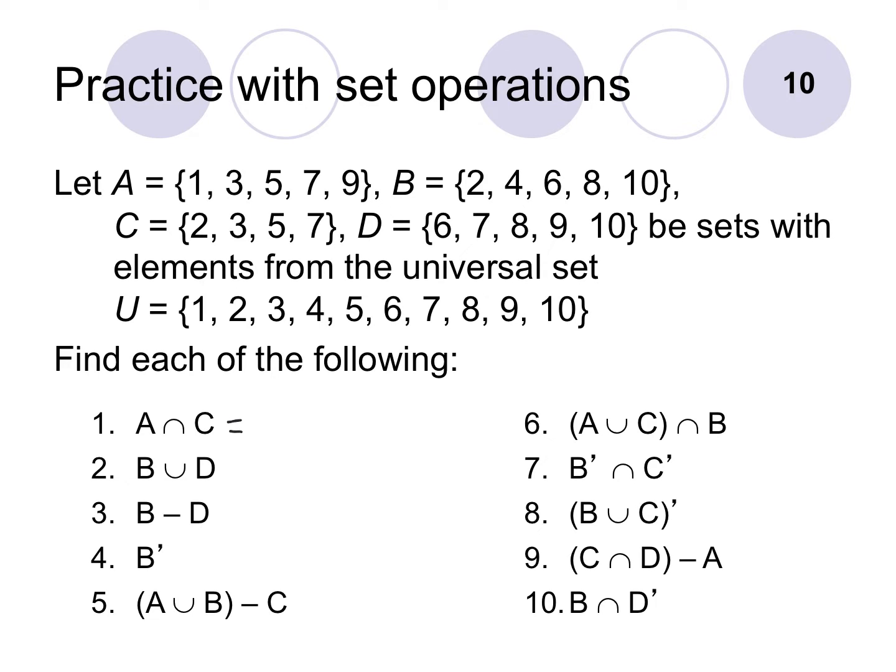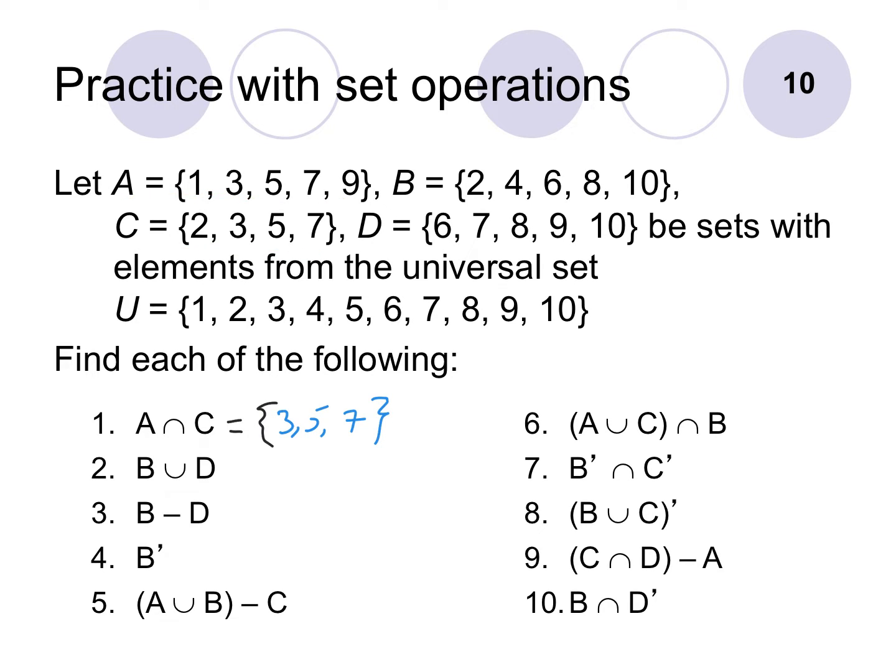A intersect C means everything that's in A and in C. So when we see the intersection, we should think and. So I'm looking at the sets A and C. Here's A, here's C. I want just the elements that are in both. So the elements that are in both are 3, 5, and 7. Those are the only elements that are in both A and C.